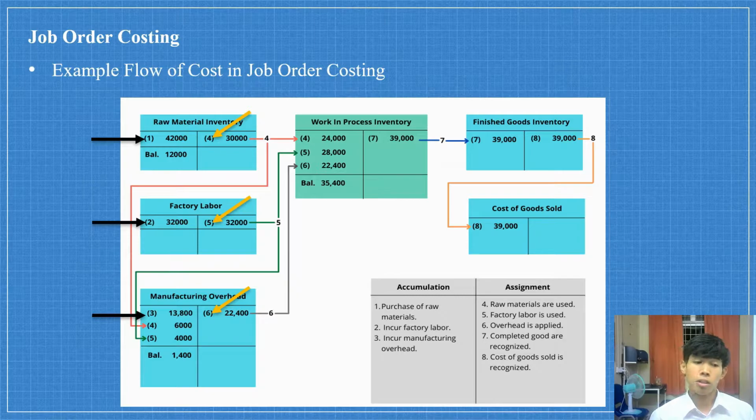Then, after the assignment process is completed, we assign these complete jobs into finished goods inventories, which is shown in number 7. Then, when a specific item is sold, this cost of the sold item will be transferred into the cost of goods sold.